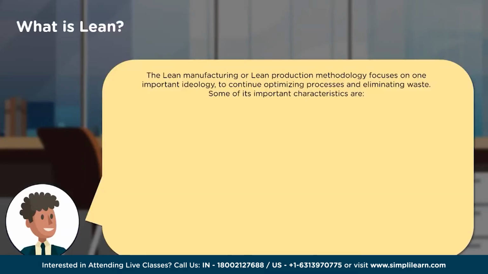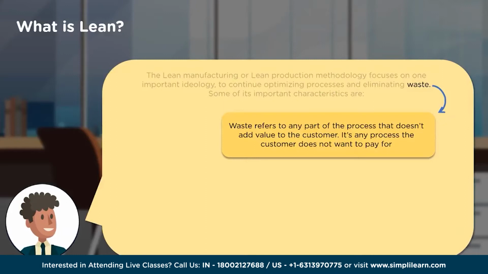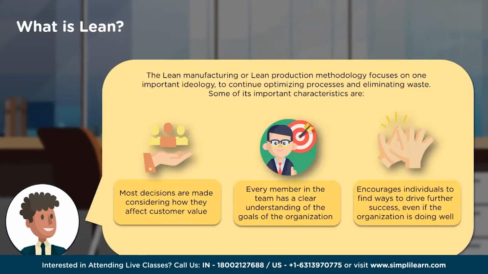Now Lean is a methodology that has a very important ideology to make sure that there's continuous optimization of the processes and there's an elimination of waste. So what's waste? Waste is basically any part of the process that the customer doesn't want to pay for. It is a process that does not add any value to the customer. Now coming back to Lean, here are some of its characteristics.